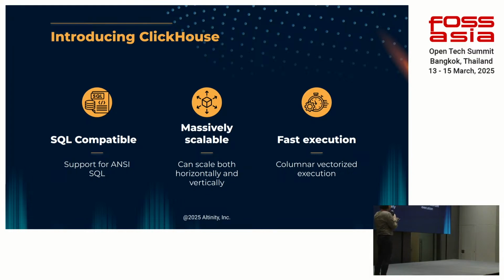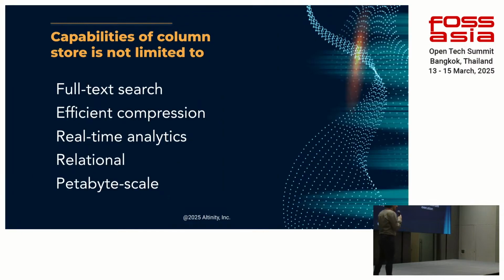Really, really fast, because it's a columnar store, unlike the row-based B-tree index type systems. It has columnar vectorized execution, and it makes things very fast for this type of system. So let's take a look at it. What other features does it have? Full text search, efficient compression, real-time analytics, relational, and petabyte scale.